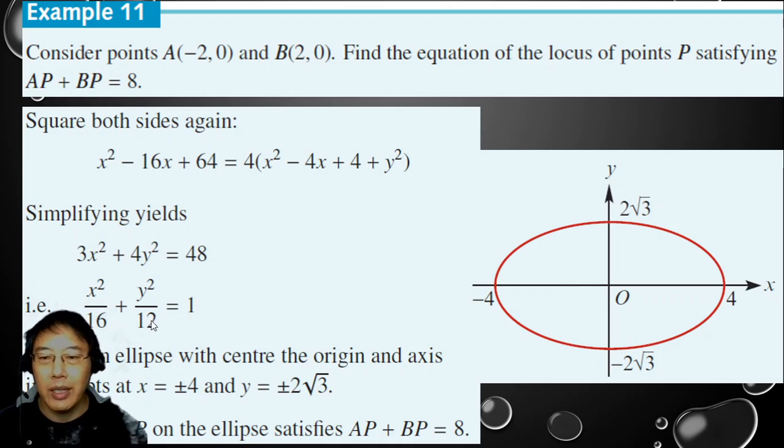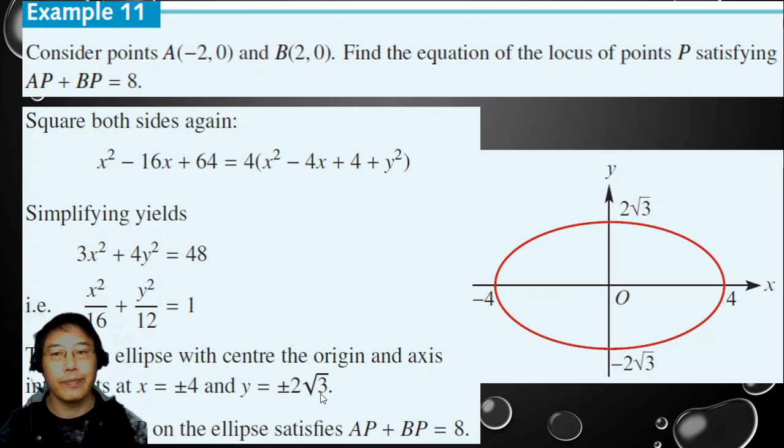And on the right, that's a 12, so when you square root that, that's plus or minus 2 root 3, and that's what you get vertically upwards and downwards. And that will be the locus of a point P that will fit this formula.